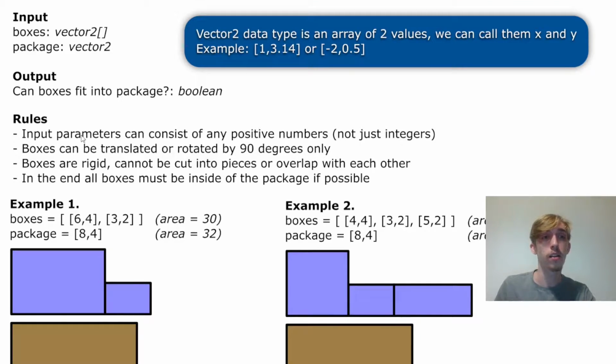Okay, so next we can see that the output is pretty much a boolean, so we're expecting just two answers, true or false. Next we can see what the rules are. So for example, input parameters can consist only of positive numbers, so this is something I told you already. Next we can see that boxes can be translated or rotated by 90 degrees only, obviously negative 90, 180, 270 and so on and so on.